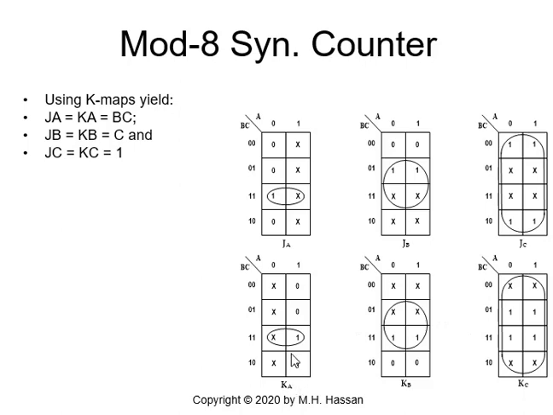KA will give me also BC, and KB will give me also C. Group of 4. See JB and KB, JA and KA, JB and KB. So we say the map will yield JA is equal to KA is equal to BC. JB is equal to KB is equal to C, and JC is equal to KC is equal to 1.